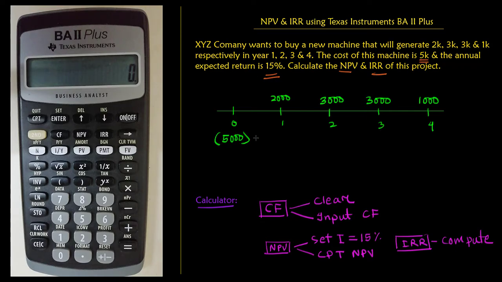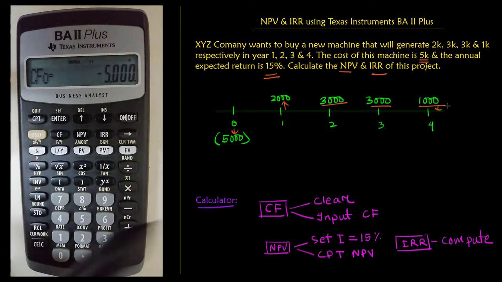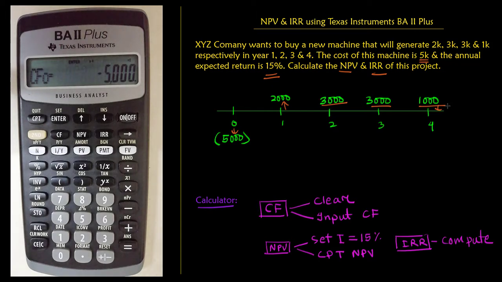As you can see, we have a cash outflow of $5,000 at the very beginning, and after 1 year we receive $2,000, and we receive $3,000 each year in year 2 and 3, and in the final year we receive $1,000. Now to solve this using the calculator, go to this button that is labeled CF. We'll be using this button to tell our calculator how our cash flow looks like.